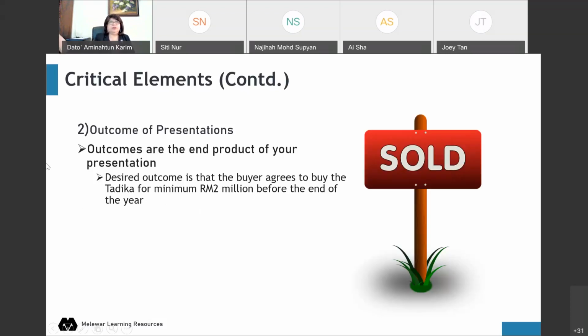Okay, so if you can structure your presentation with these thoughts in mind, the two critical elements of having an objective and an outcome, if you approach it the right way, you would have sold it, yeah?